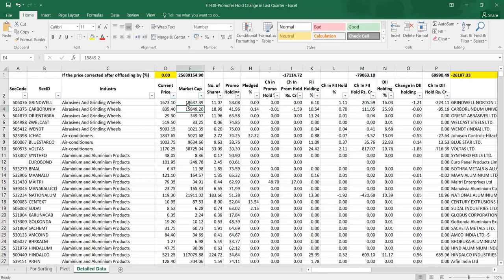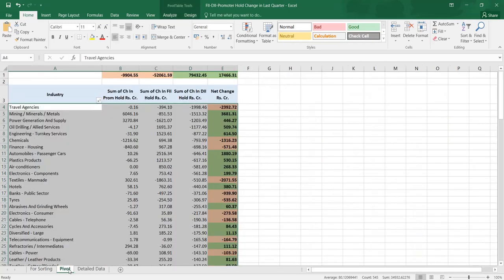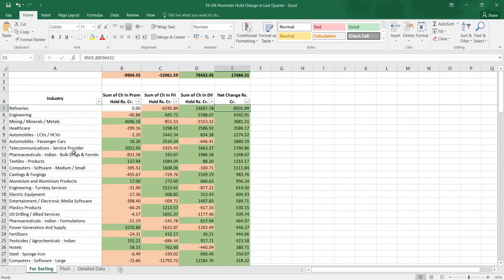I have uploaded the corrected equation this morning in the Telegram channel, so you can do your experiment. Still, I'll show you with a correction factor of 0%. The 0% means if the current market price of last Friday was considered, then this must be the amount taken out of the market: 17,000 by promoters, 79,000 by FIIs, and 69,900. Then I made the pivot as per that, and you will find similar things.